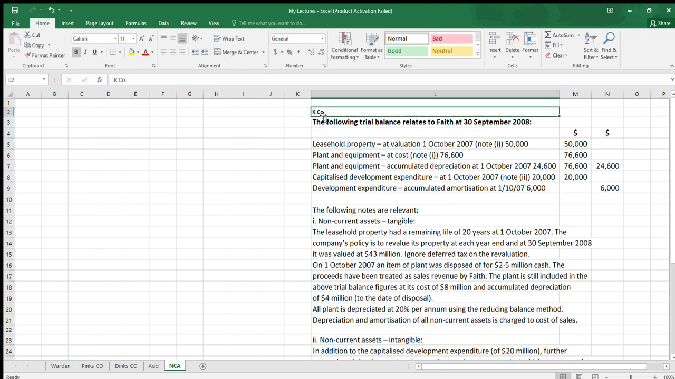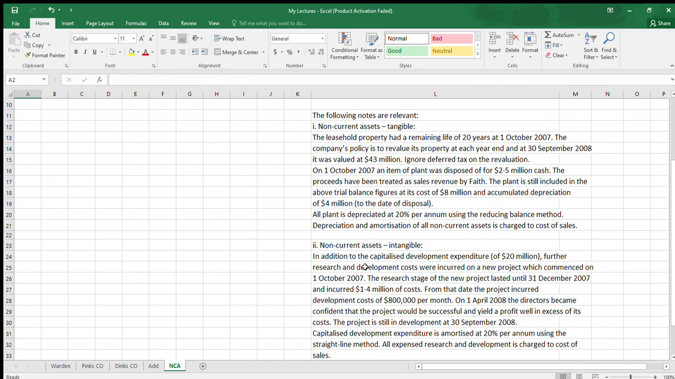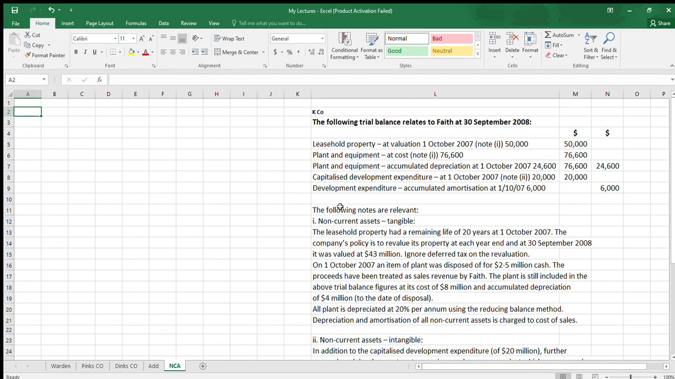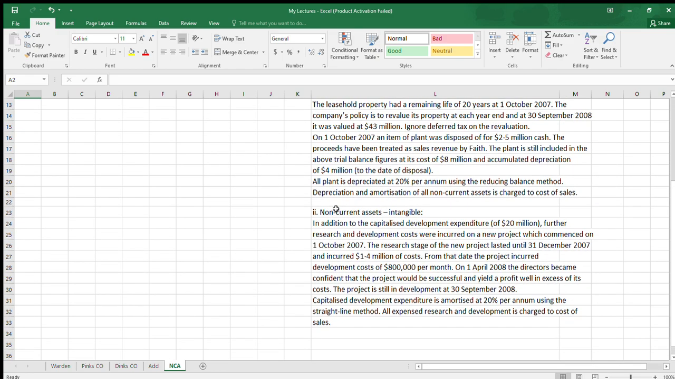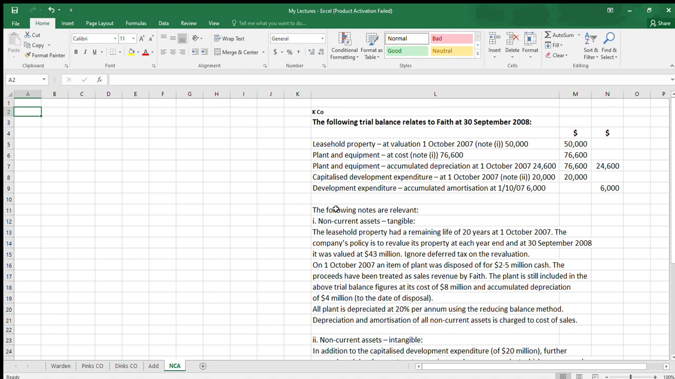So this question is very similar to ACCA or any professional accountancy exam, right? This is a full question, but I decided to cut it and show the part that requires us to do non-current assets, that is tangible and intangible. But this is not a full question. I'm only doing the part that focuses on non-current assets, that is intangible and tangible non-current assets.